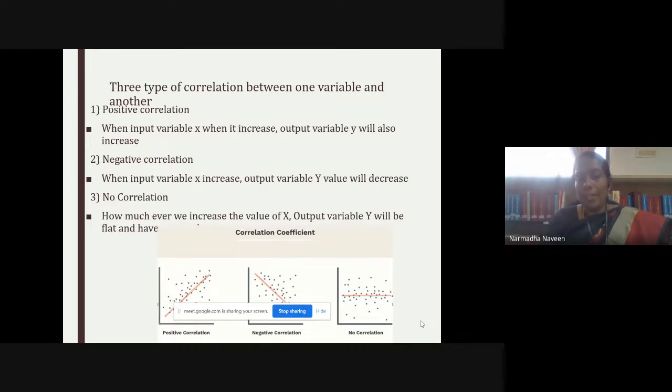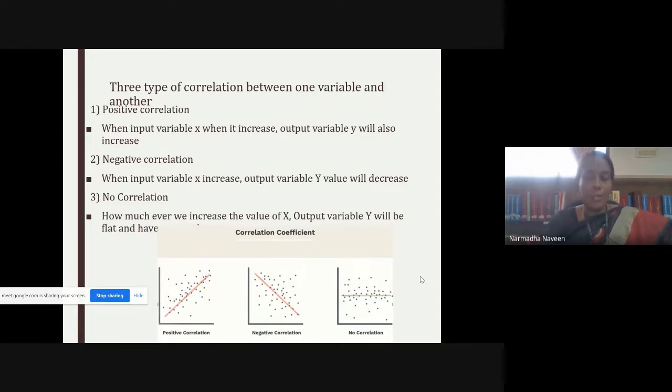And the third type of correlation is called no correlation. However much we increase or decrease the input variable, there will not be any change in the output variable. This is represented by the diagrammatic representation given below.